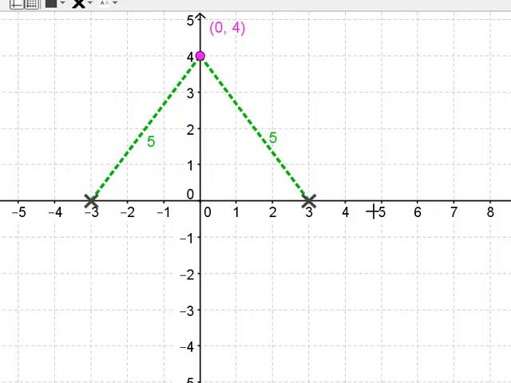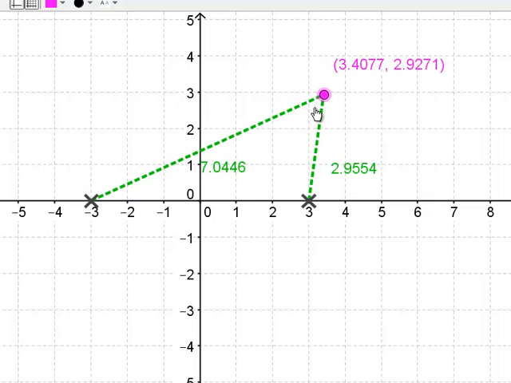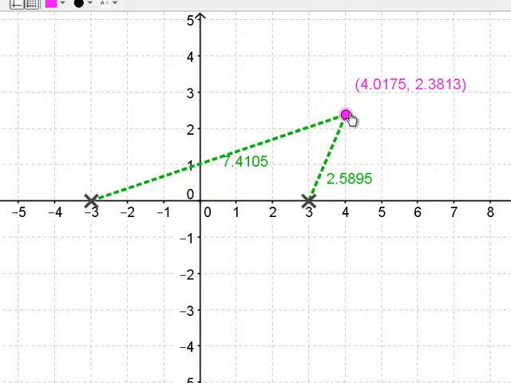You see two fixed points along the x-axis, marked there with black x's, at -3 and +3. And notice that for this magenta point up here, the sum of the distances to those two points is 10. In other words, this distance right here is 5, this distance right here is 5, they add up to 10. As I move along, let's move to about around here, notice that this distance is roughly 7, this distance is roughly 3. They add up to 10.